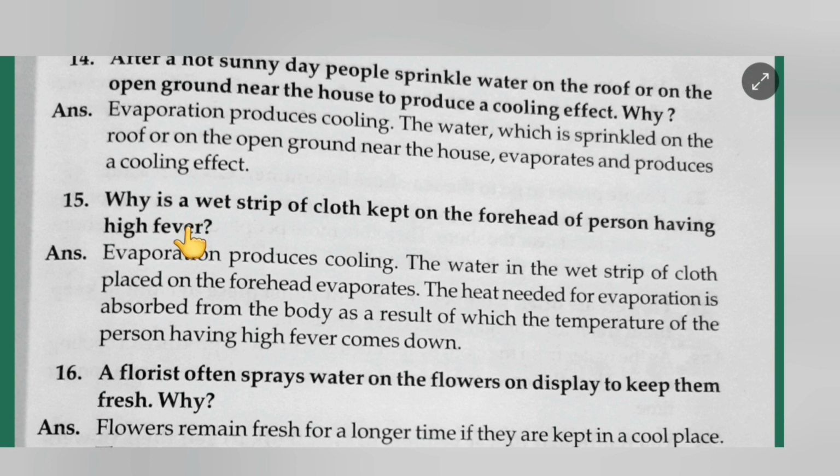Okay. So, why is a wet strip of cloth kept on the forehead of a person having high fever? Evaporation produces cooling. The water in the wet strip of cloth placed on the forehead evaporates. The heat needed for evaporation is absorbed from the body, as a result of which the temperature of the person having high fever comes down.